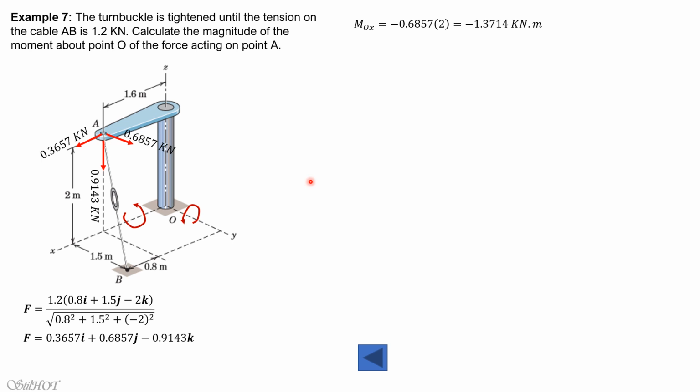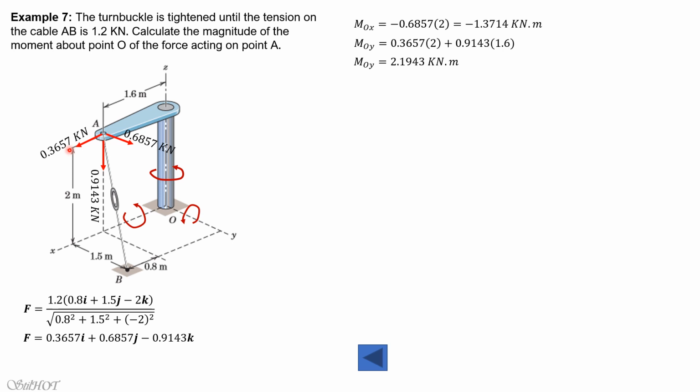So MOY is equal to 0.3657 times 2 plus 0.9143 times 1.6. So MOY therefore is equal to 2.1943 kilonewton meters. Finally, about Z, position your right thumb towards the positive Z direction with reference at O. Then the curling of your four fingers would be in that direction. So that's the positive moment about OZ. So automatic, this Z component is ignored because it is parallel to Z.